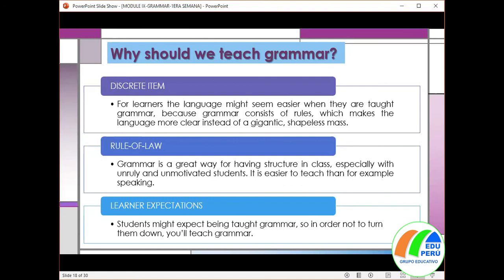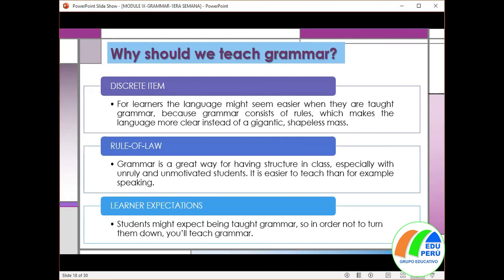So with this, remember that we are going to give our students not too many structures at the same time. Try to give some simple structures, one structure at a time, not 2, 3, 4 at the same time. That's why here it says it's not going to be a gigantic or shapeless mass. So try to be clear, all right, with just one structure.